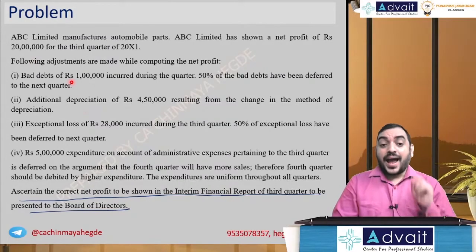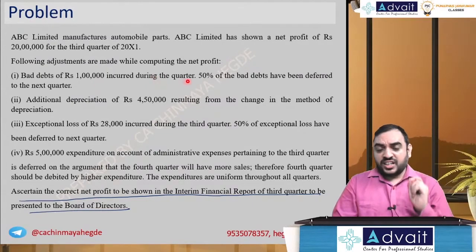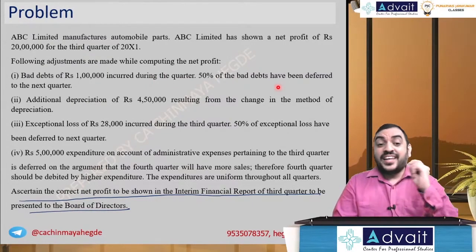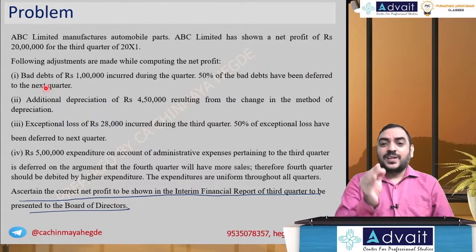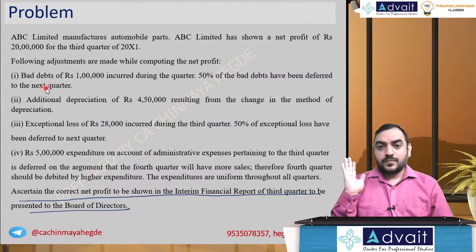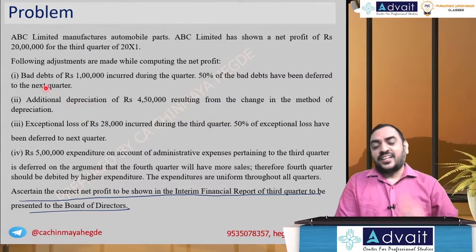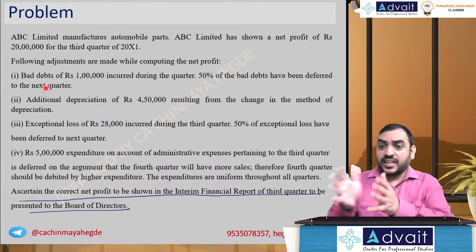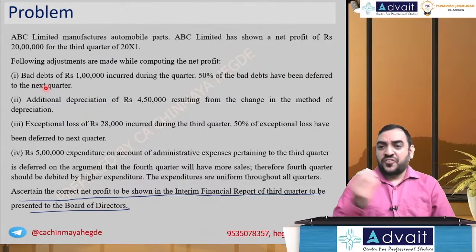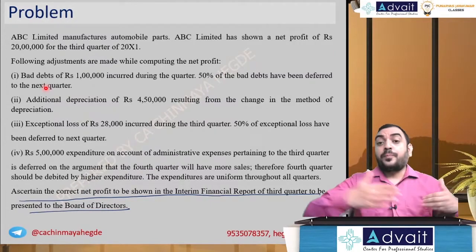So first one, bad debts of rupees 1 lakh incurred during the quarter. 50% of the bad debts have been deferred to next quarter. Is it correct? See, some expenses can be recognized proportionately. Some expenses should be recognized immediately fully. What is the example? Like rent. Annual rent, if you pay once, you know it is accruing monthly, you can proportionally take it divided by 12. But if you make a professional fees, consultancy fees, a one-time payment for that particular consultancy, then you don't proportionately recognize.